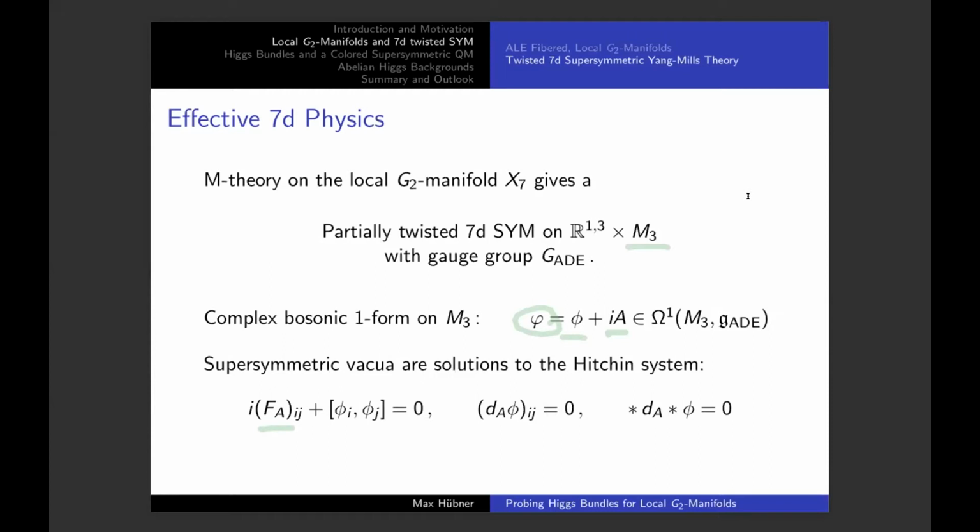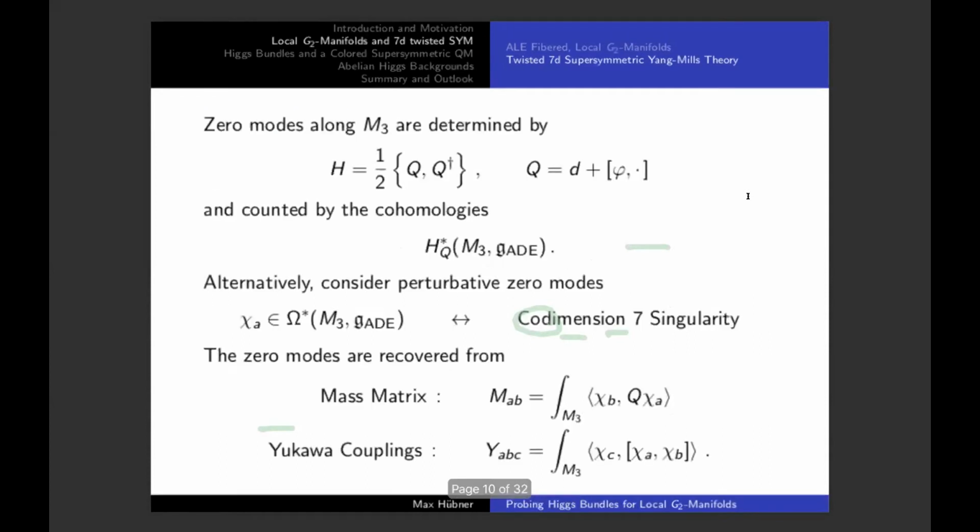Given such a vacuum configuration, the four-dimensional physics is completely determined, and it follows by compactification on M3. For this, we need to determine the zero modes along M3, and these follow from the Laplacian, which is derived from this exterior derivative twisted by this complex one form phi. The equations I just showed you state that Q is nilpotent, and so the zero modes are counted by these cohomology groups here.